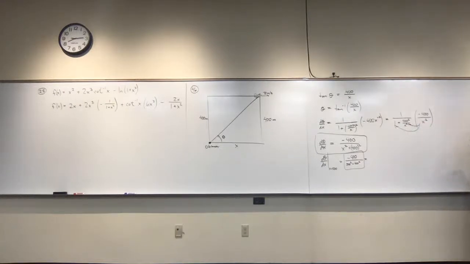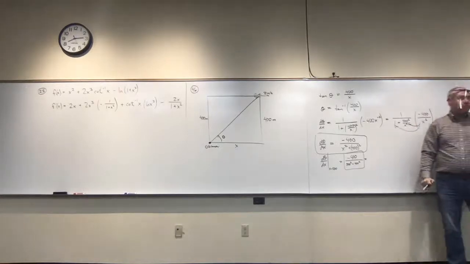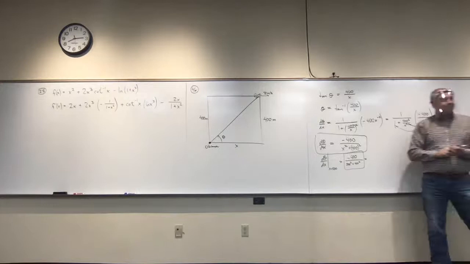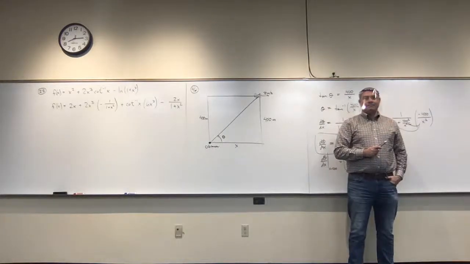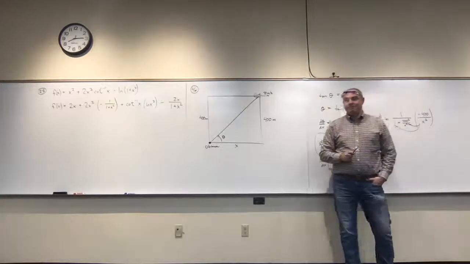So what I'm doing is I'm taking that x squared and distributing it to both of those. So when I do this one, the 1 times x squared is my x squared. The 400 squared over x squared times x squared, the x squareds cancel, and I'm just left with my 400 squared. Other questions? 43.